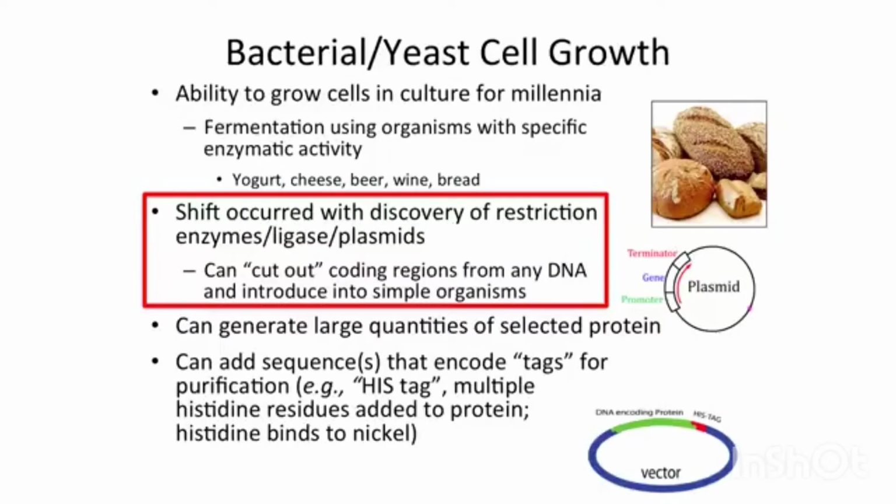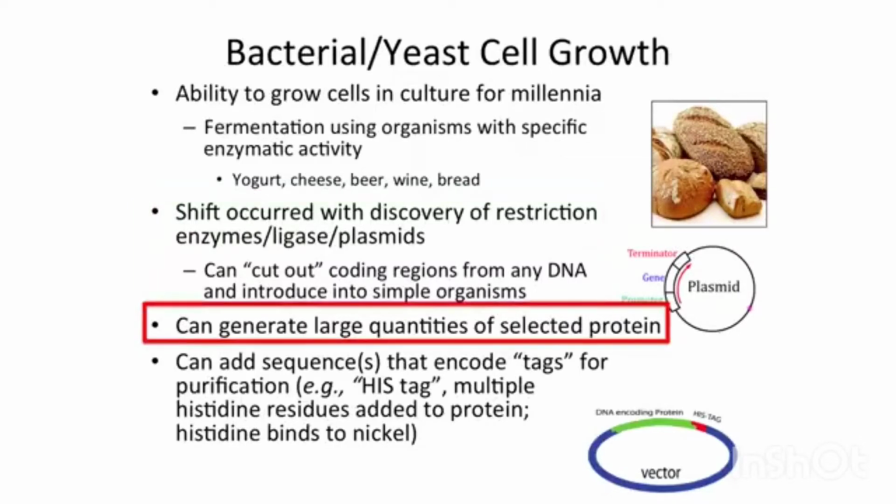And what changed was the discovery of DNA and then the ability to take DNA and isolate pieces of it that allowed us to cut out coding regions of DNA. Again, this is a topic for another course. And introduce these coding regions for proteins into simple organisms. And that allows the generation of very large quantities of specific selected proteins. You pick the one that you want, you take its coding region, you put it into a plasmid, you grow it in a bacteria, you express it.